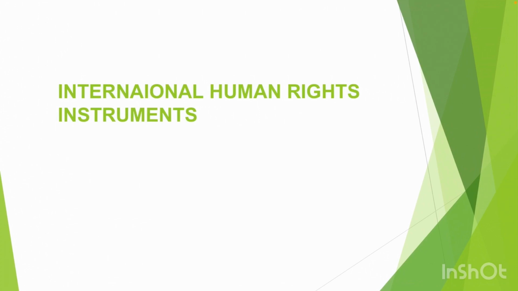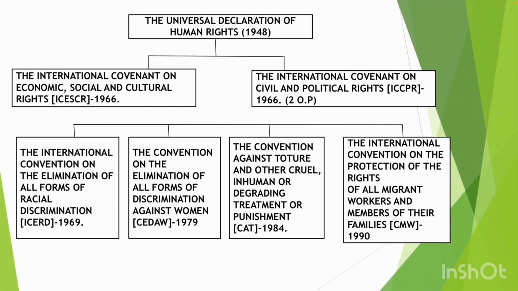So we are still looking at international human rights instruments. I want you to pay attention so that you can understand this one. Very simple and straightforward. So look at our chart here. In the previous video, we looked at the first three documents that make up the International Bill of Rights: the Universal Declaration of Human Rights, the International Covenant on Civil and Political Rights, and the International Covenant on Economic, Social, and Cultural Rights.